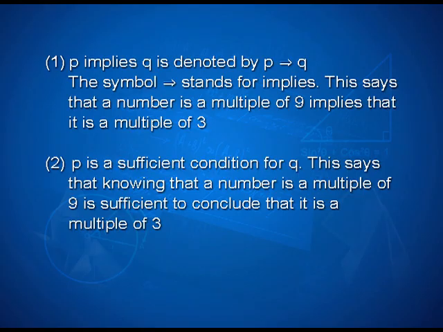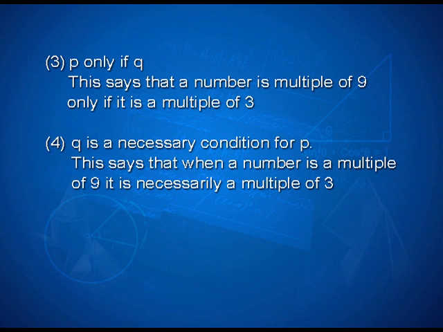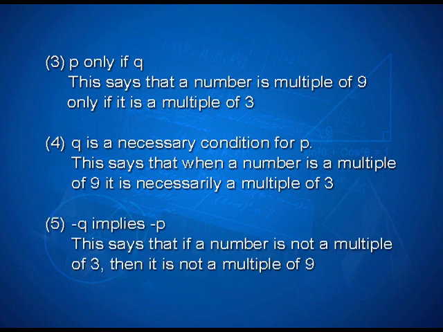Third, P only if Q. This says that a number is a multiple of 9 only if it is a multiple of 3. Fourth, Q is a necessary condition for P. This says that when a number is a multiple of 9, it is necessarily a multiple of 3. Fifth, not Q implies not P. This says that if a number is not a multiple of 3, then it is not a multiple of 9.